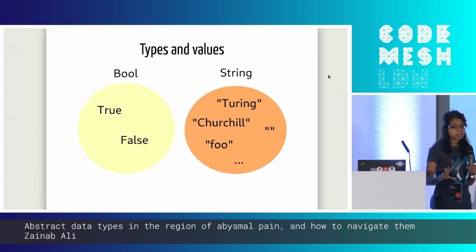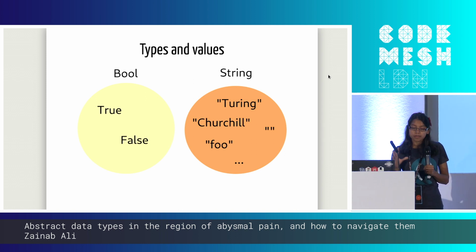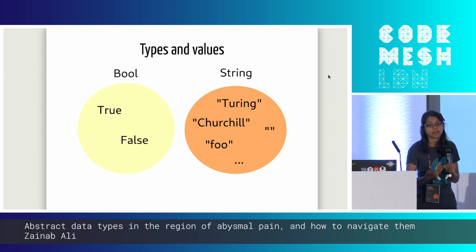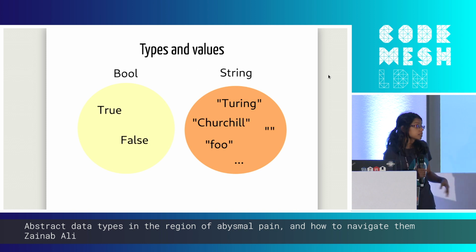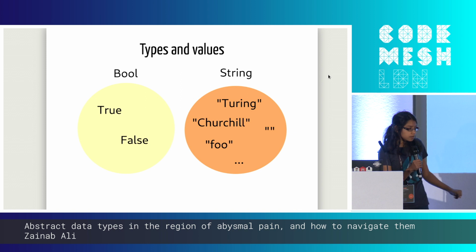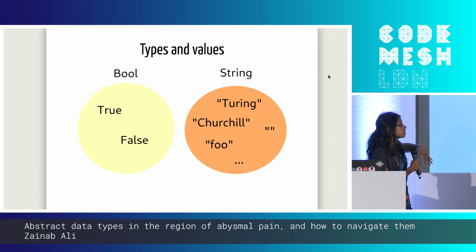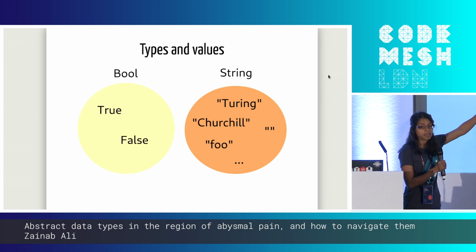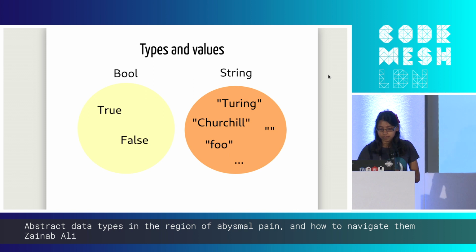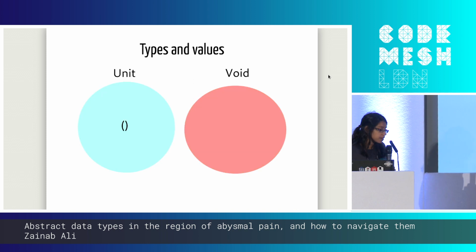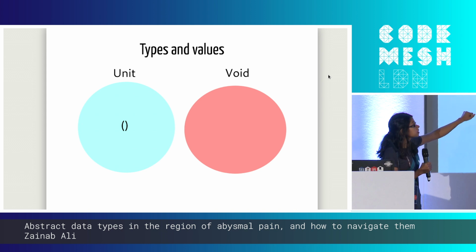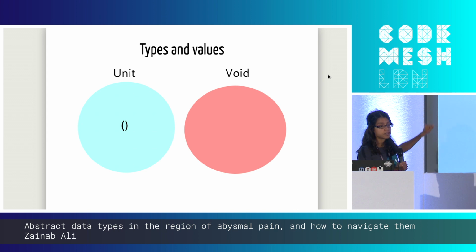So there are many definitions of a type. The one that I'm going to use today is to think of a type as the set of values that it represents. For example, the type bool has two values, true and false. The type string has many more values. It's got Turing, Churchill, it's got foo, the empty string, loads and loads of other values. You can think of some other interesting types as well. For example, the type unit has a single value. The type void in Idris has no values at all.